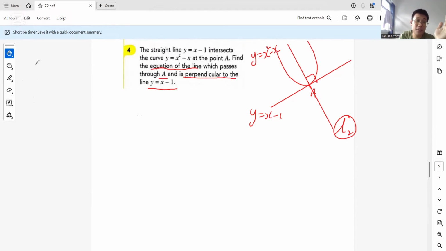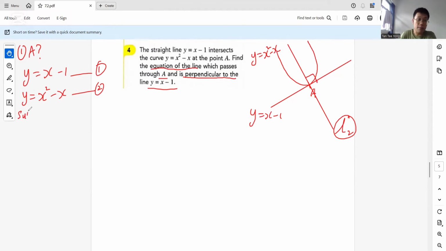So first thing first, we need to find A. We need to find what is coordinate A. As you can see, coordinate A is the intersection of a line and a curve, so we are going to do simultaneous equation. What we have is y equals x minus 1, equation 1, then y equals x squared minus x, equation 2.